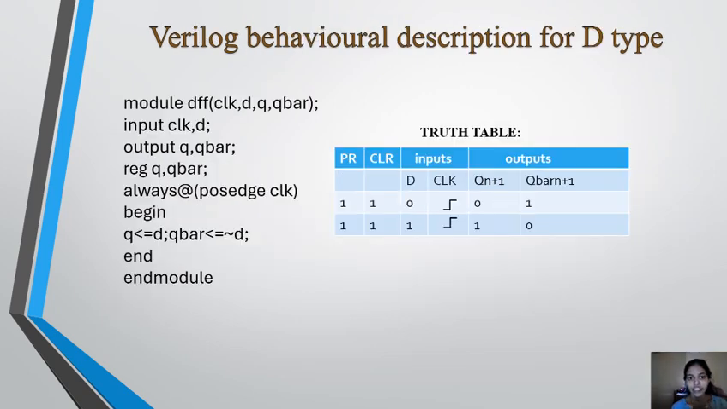The next is Verilog behavior description for D type. Here also we have given the module name as DFF, that is D flip-flop, and clock and D are the inputs and Q and Q bar are the outputs, and we have ended with the semicolon. Then always, then we have given the sequential statement and the begin statement, and then we have ended this module by endmodule.